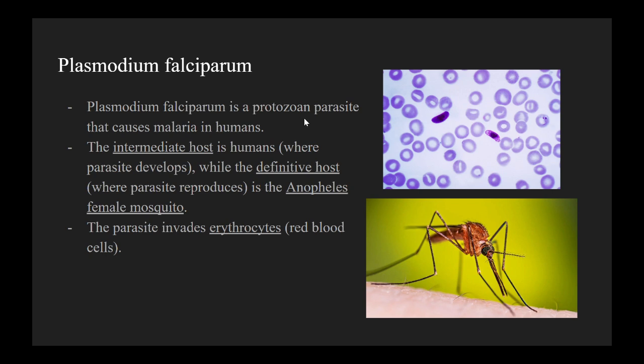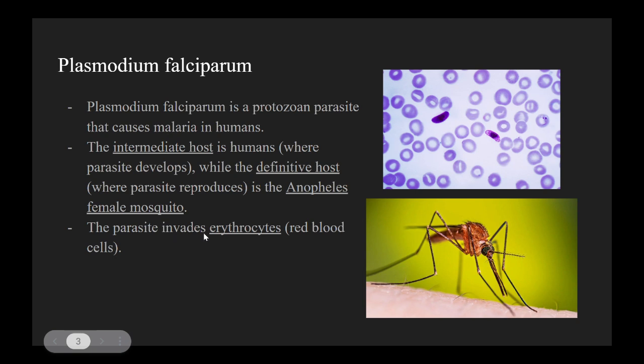So this is a protozoan parasite. Remember, protozoan means that it's a heterotroph, so it eats other organisms to get energy. And this parasite is the one that causes malaria in humans. So here, what we call the intermediate host, where the parasite is going to develop, is the human, while the definitive host, where the parasite is going to reproduce, is the Anopheles female mosquito.